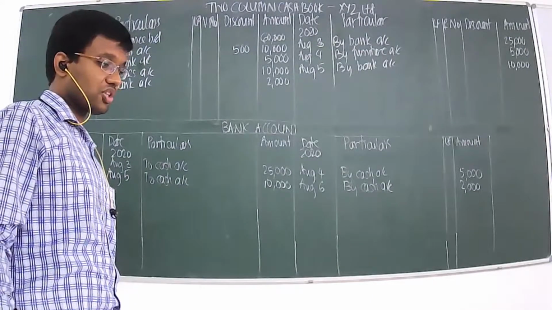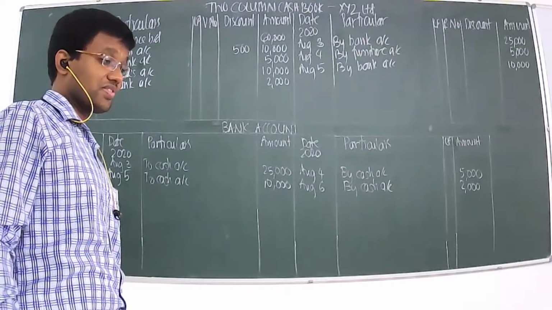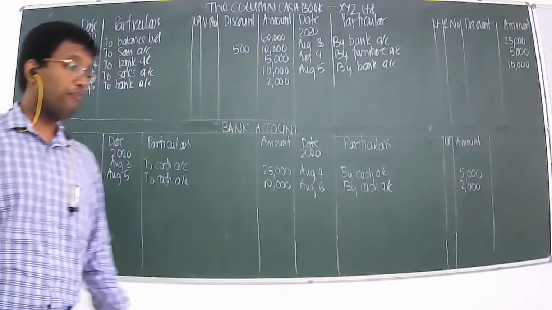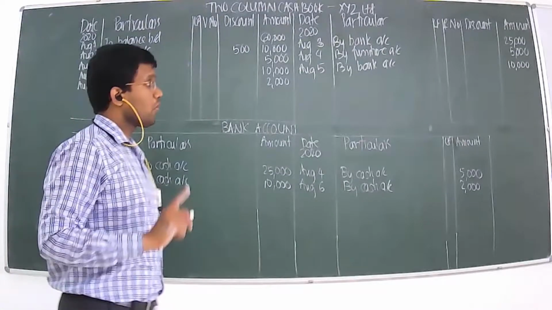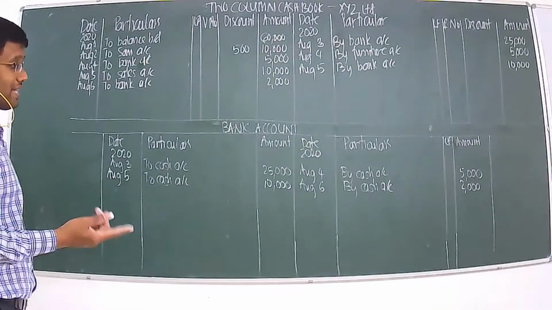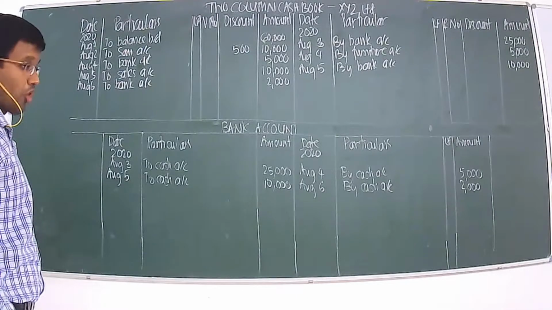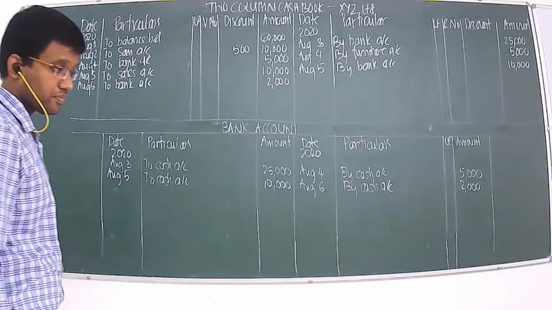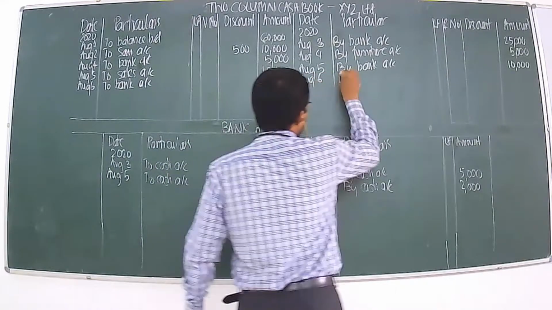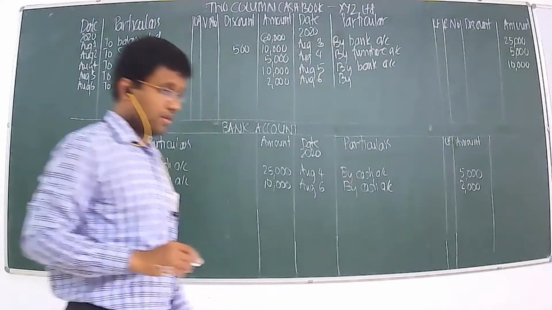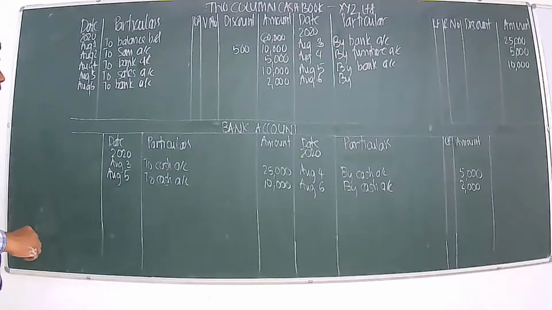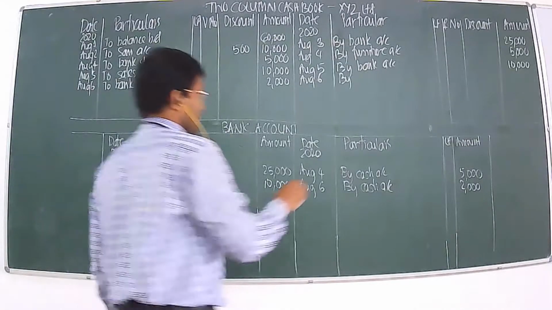Now let's look at the transaction on 7th. The transaction on 7th is quite interesting because on 7th, you're withdrawing money from bank for personal use. Remember, whenever you take out money from your business for personal use, what is that called? That is always referred to as drawings. So August 7th, you're taking the money out in the form of a check.